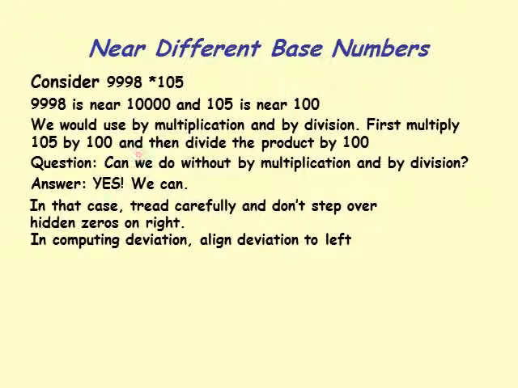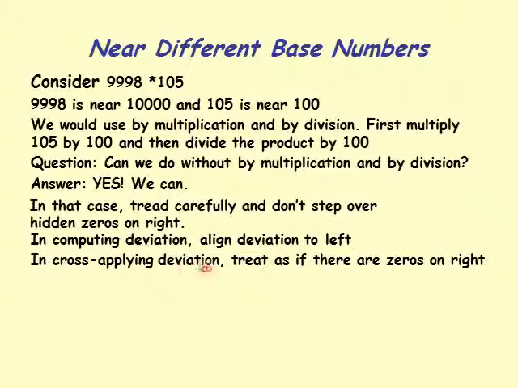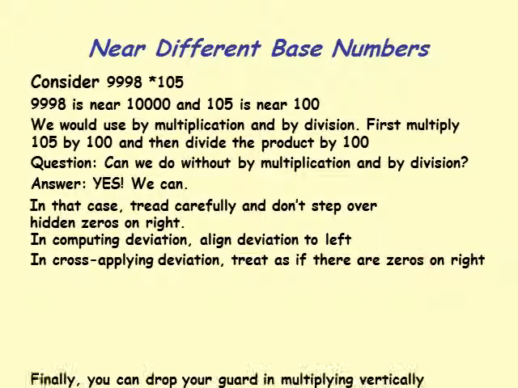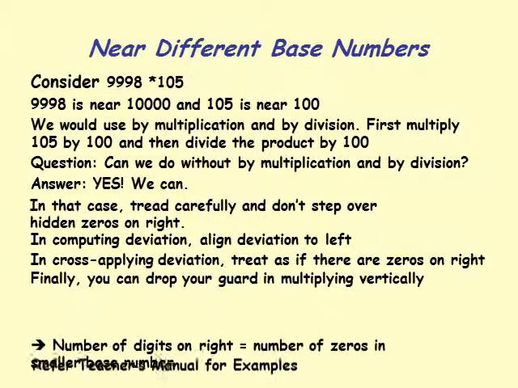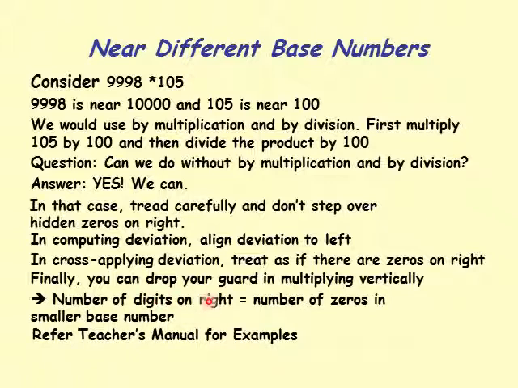Let's continue. In cross applying deviation, when we cross apply plus 0.5 to 9998, treat it as if there were zeros on the right. So we're going to add 0.5 to 99 here. Treat as if there are zeros on the right. Finally, you can drop your guard and multiply vertically without worrying about the position.